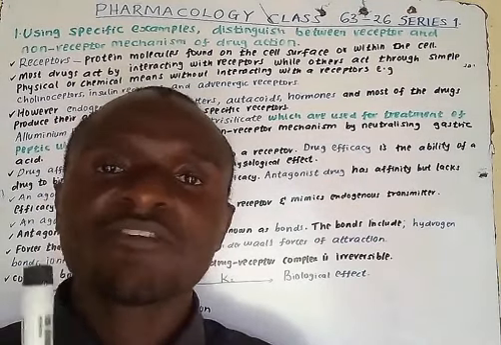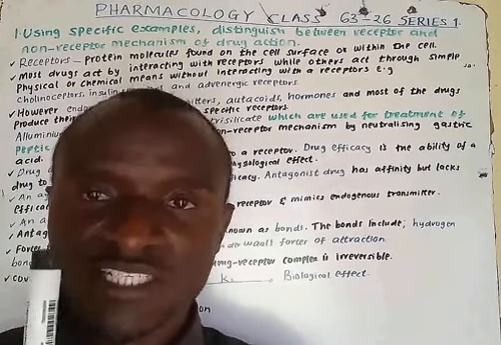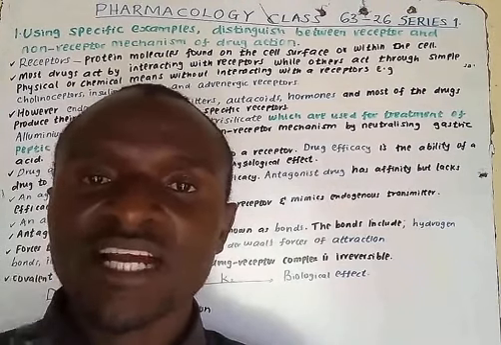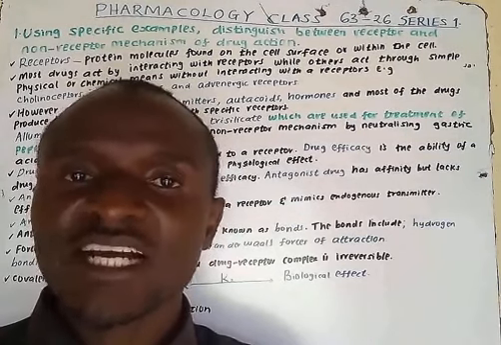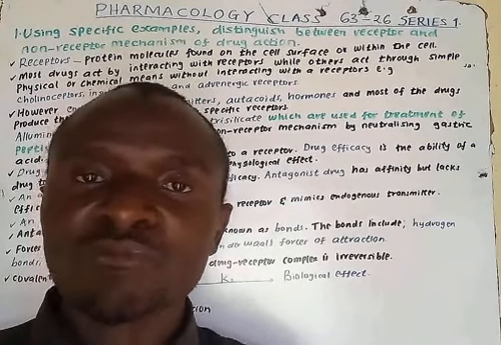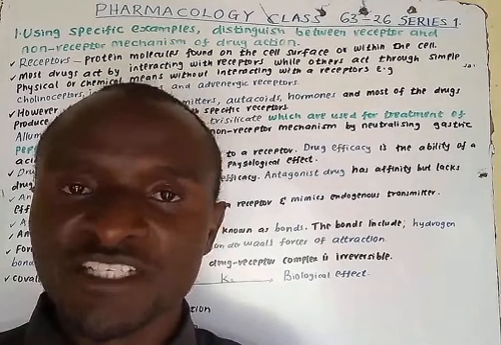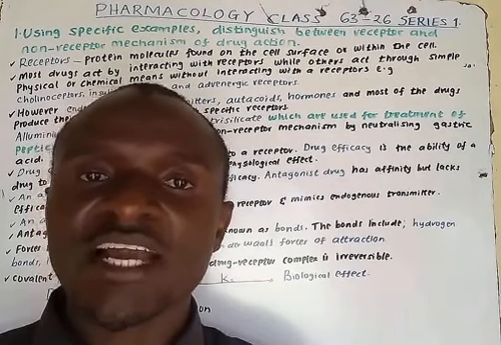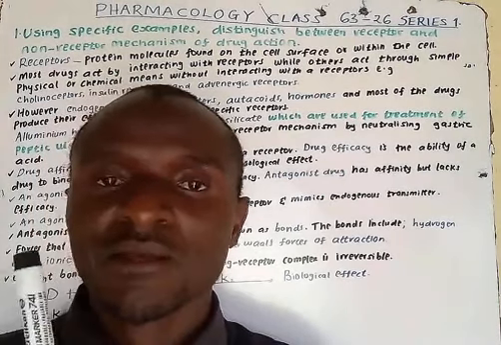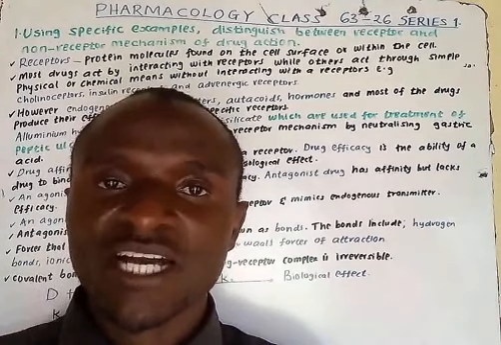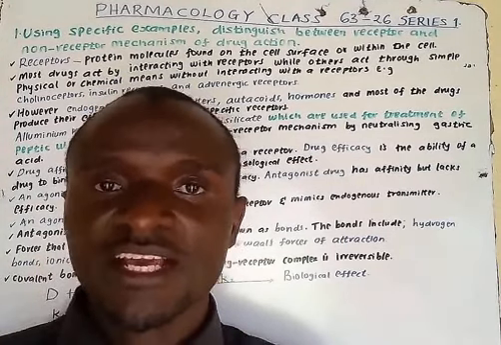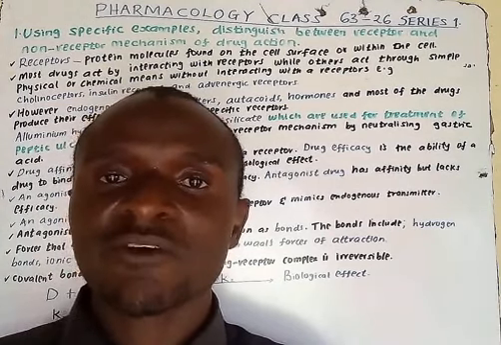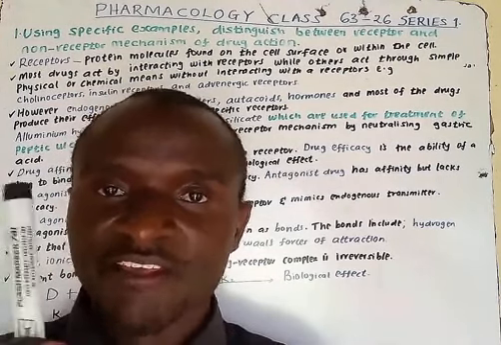The ability of a drug to bind to a receptor is known as drug affinity. Then the ability of a drug to bind to a receptor and produce physiological effect is known as drug efficacy. Basing on that, some drugs have got affinity but lack efficacy. Then there are some drugs that have got both affinity and efficacy.